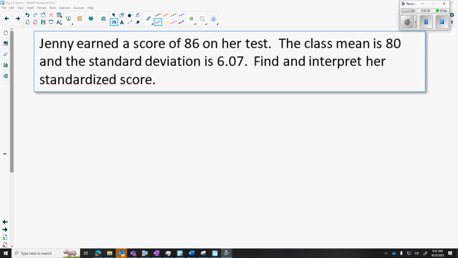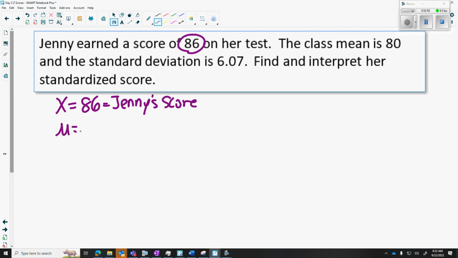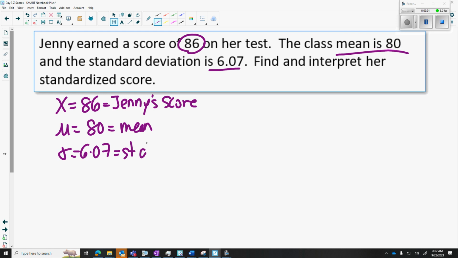So we saw this example in a stem plot. Jenny scored an 86 on the test. That's her score. The class mean was 80. That's going to be mu. And the standard deviation was 6.07. That's going to be called sigma. Find and interpret her standardized score.